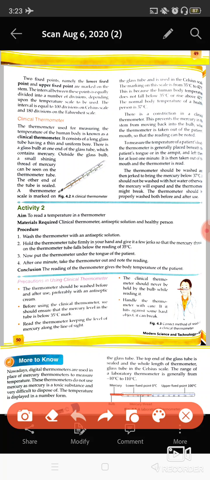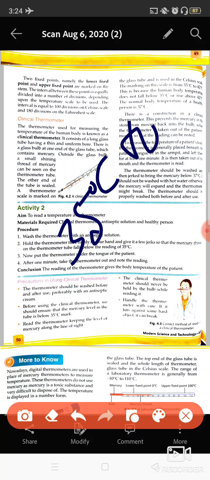Now see, there is one more kind of thermometer which is known as the clinical thermometer. The clinical thermometer is the one which is used by doctors to see the temperature of a patient. It looks like this, and it has a temperature range from 35 degrees Celsius to 42 degrees Celsius.